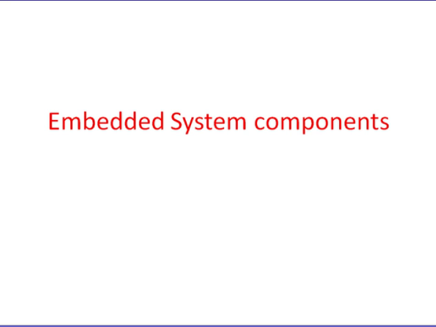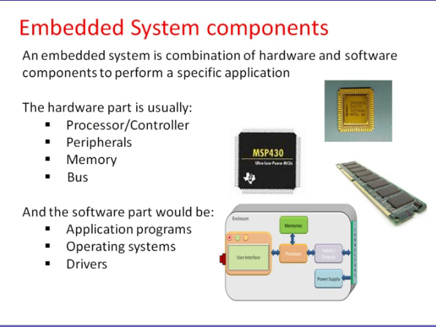In this video, we are going to talk about various components that are used in embedded systems. Embedded system components. An embedded system is a combination of hardware and software components to perform a specific application.